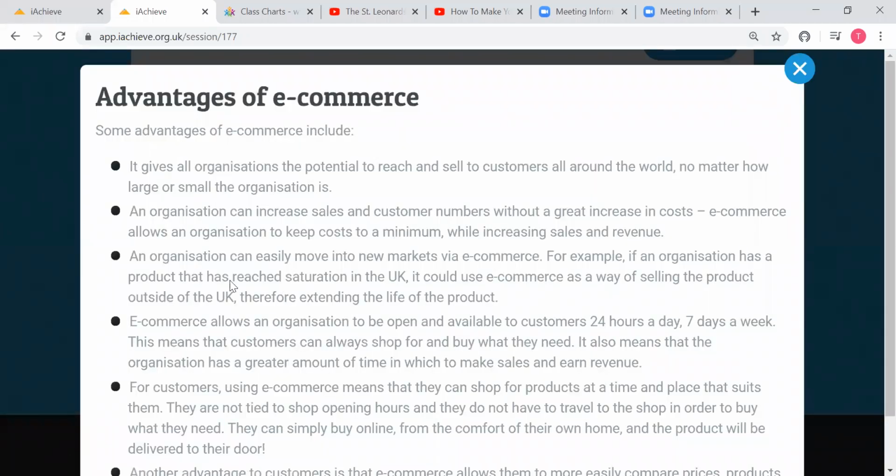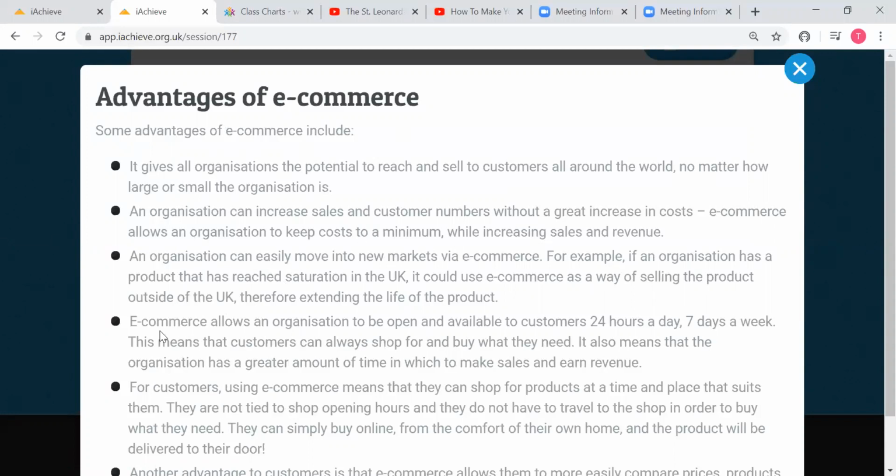So advantages of e-commerce. Gives organizations the potential to reach and sell customers around the world. Even a small business has a global reach with e-commerce. An organization can increase sales and customer numbers without a great investment in costs. You don't have to open more shops or open more factories. You just continue to expand online. You can move easily into new markets for your product.